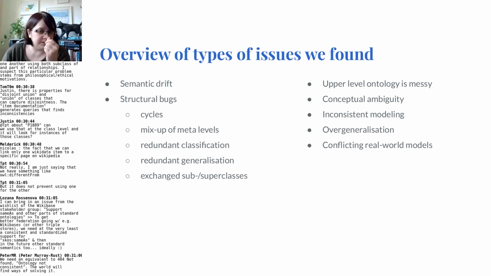Okay, and Frederick is saying inconsistent modeling is a big problem in all domains, but it doesn't only come out of conceptual ambiguity. Items about indigenous nations are related to one another using both subclass of and part of relationships. I suspect this particular problem stems from philosophical and ethical motivations. Yes, that also definitely plays a role in it.